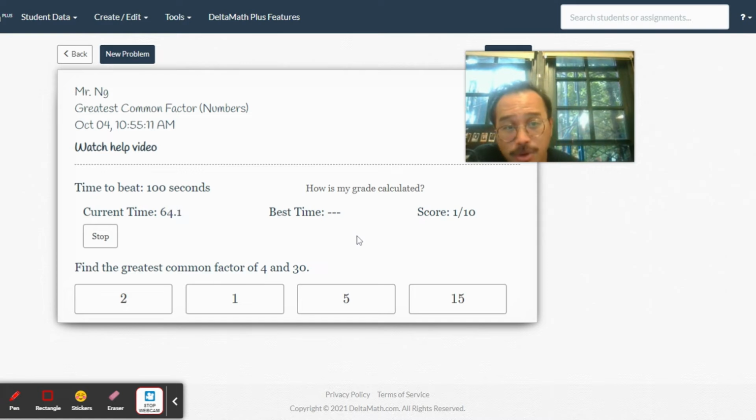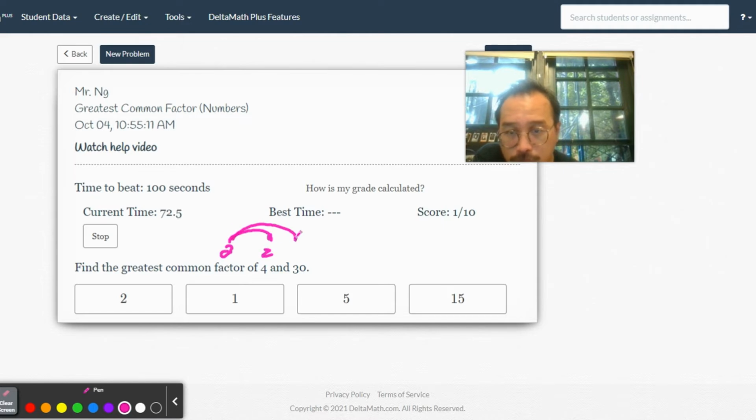Let's see, 4 and 30. Again, I know that they're both even, so right off the bat, I'm thinking two. Two times what? Two times two gives you four. By the way, the point of doing this is that you can do this in your head as much as possible. That's why I'm encouraging you to do this in your head at this stage, because we've been doing this for over a week now.